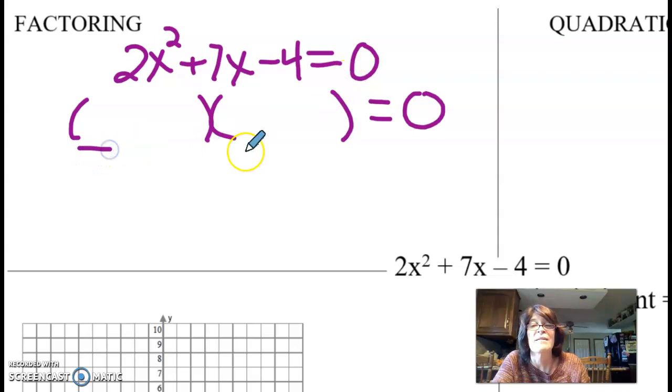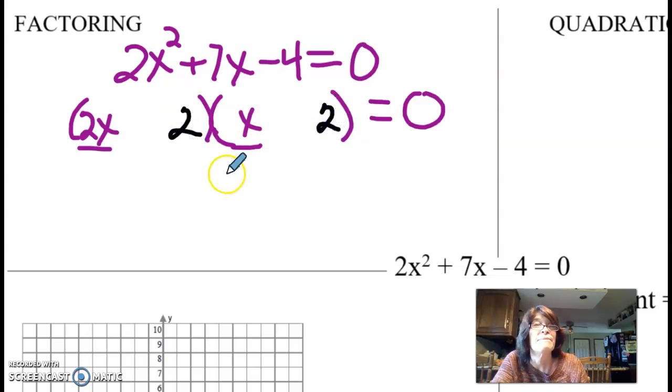I know for a fact that the first two terms have to multiply to 2x squared. The only things that multiply to 2 are 2 and 1. We don't have to write the 1, do we? We're in college. Sorry. 2x times x. I know that the last terms have to multiply to 4. That might be 2 times 2. It might be 4 times 1. I'm not sure. So this is where the middle term comes into play.